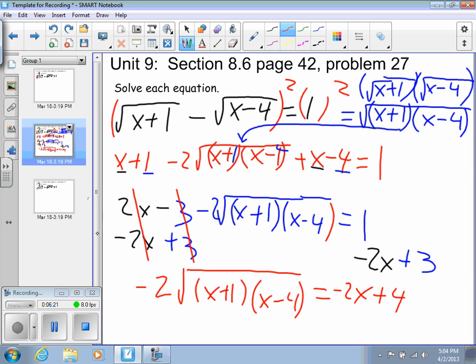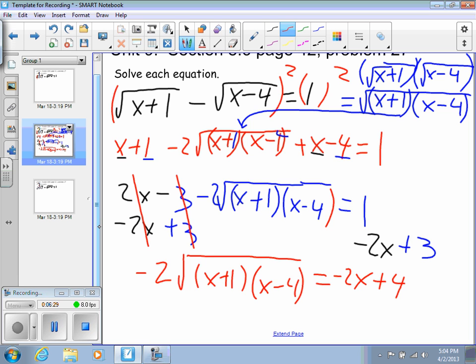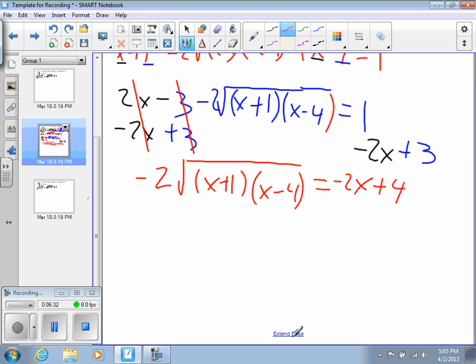Okay, let's scoot this down. And extend the page. So now I can actually square both sides.